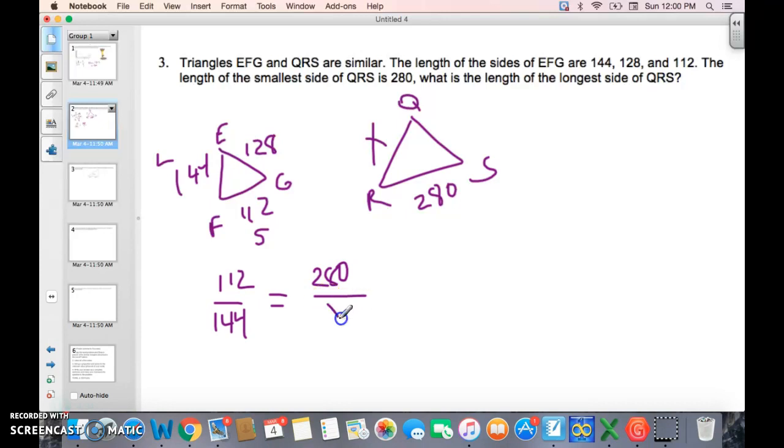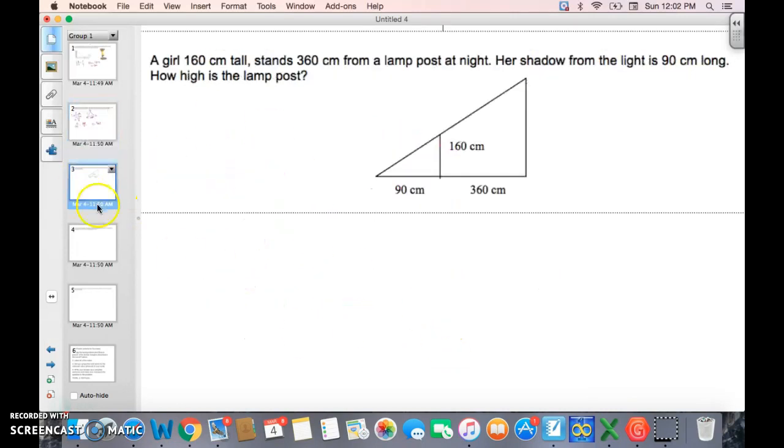And then I would cross multiply and divide. When you cross multiply 144 and 280 and then divide by 112, you end up with x equaling 360. So if I were to write my complete sentence, I would say that the length of the longest side of QRS is 360. There are no units, so I don't need any units in my answer. And that would give me a full 100 on the assignment.